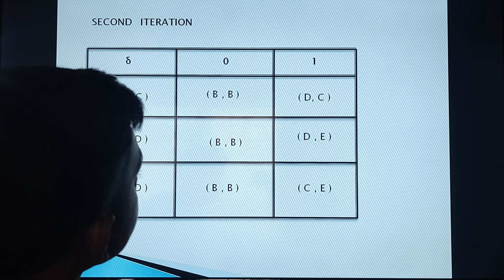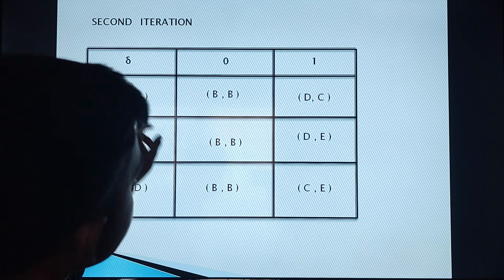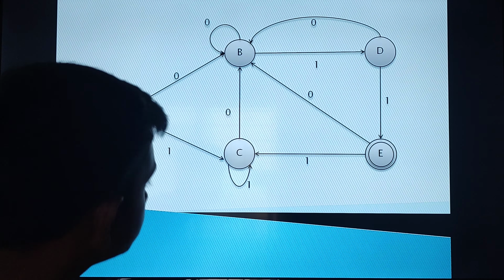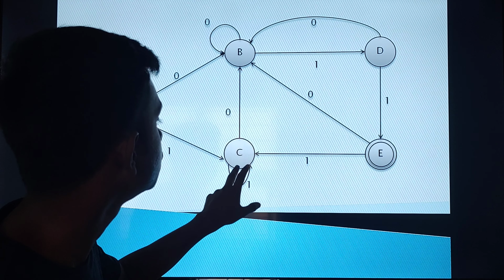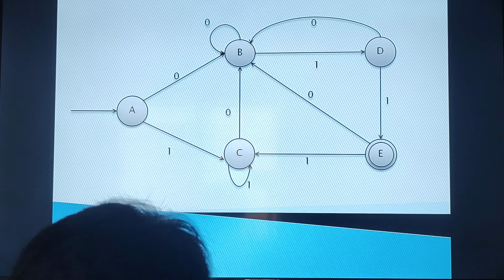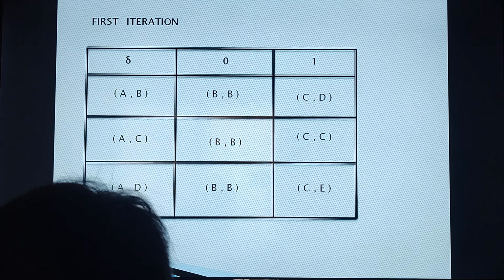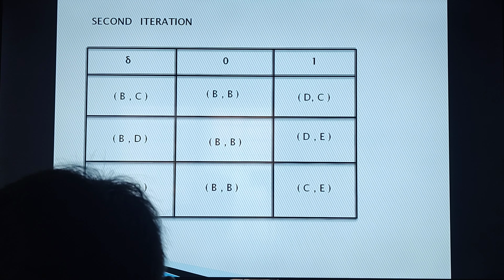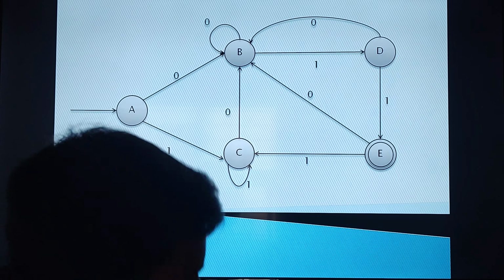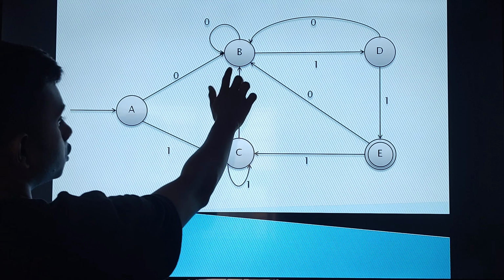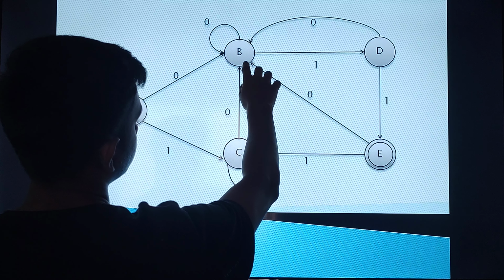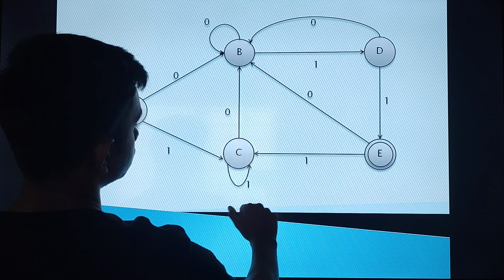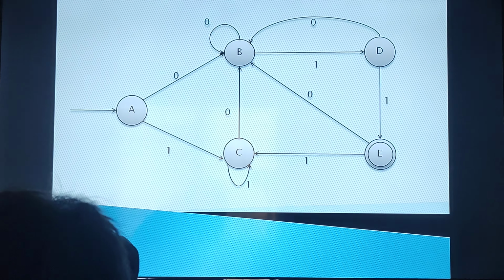For second iteration, B, C. On 0, B is going to B itself, and C on 0 is going to B. So B, B. And for 1, on 1 B is going to D, and on 1 C is going to C itself. So it will be D, C.